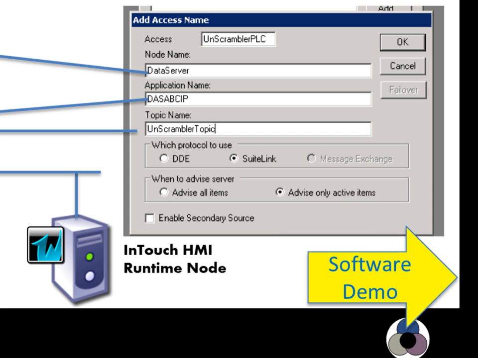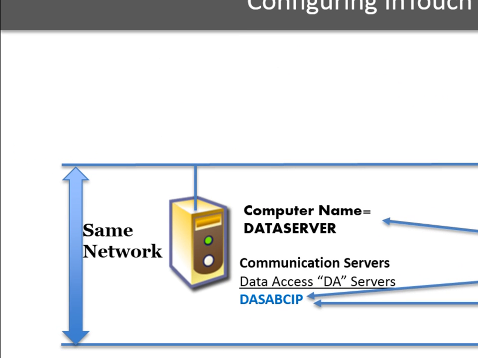Let's have a look at the software in action, but before we leave, note that the TCP/IP address for the ControlLogix processor is 10.0.0.145.